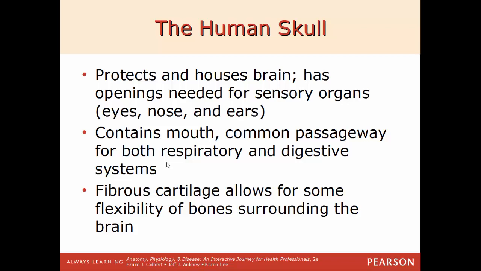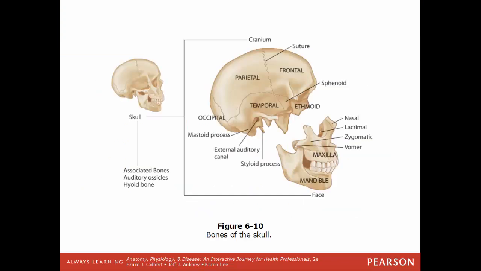Of course, it will protect and house the brain. It has multiple openings for different sensory functions, such as the eyes and the ears and the nose. It also has the mouth, a common passageway for both the respiratory system and the digestive system. You breathe in air that will be directed toward the lungs, and then when you eat your food, that gets directed toward the stomach. And you also will have some fibrous cartilage that's found in the skull that allows for some flexibility with bones around the brain. Not much, but some.